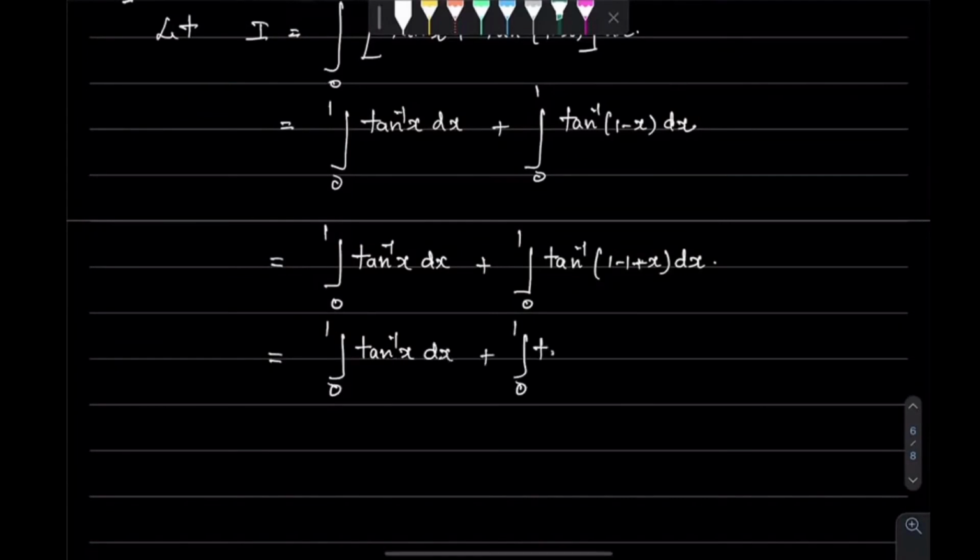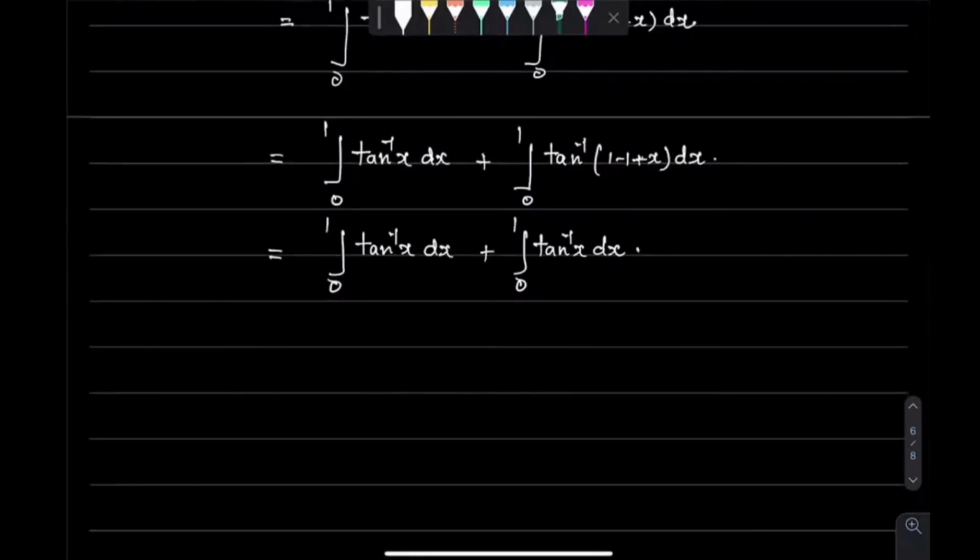0 to 1 tan inverse of x dx plus this also becomes 0 to 1 tan inverse of x dx. So this ultimately becomes, therefore your I becomes 2 times of integral 0 to 1 tan inverse of x dx.